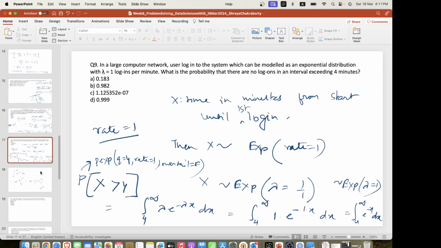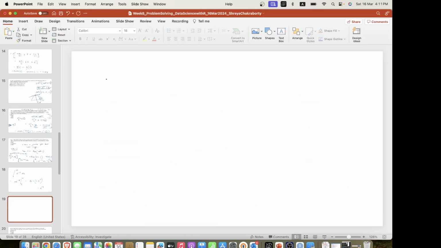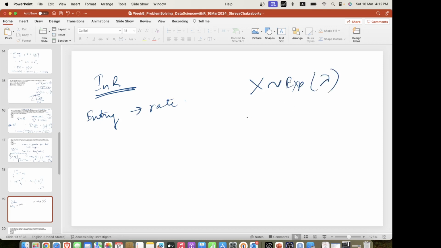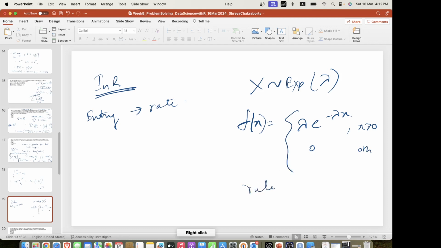so one more thing that we should remember in case of exponential distribution is that in R the entry is always rate. Okay, so if we have something like this, X follows exponential lambda, usually how do we write f(x) as lambda e to the power minus lambda x if x greater than 0 and 0 otherwise. Okay, so rate in that case is 1 by lambda.